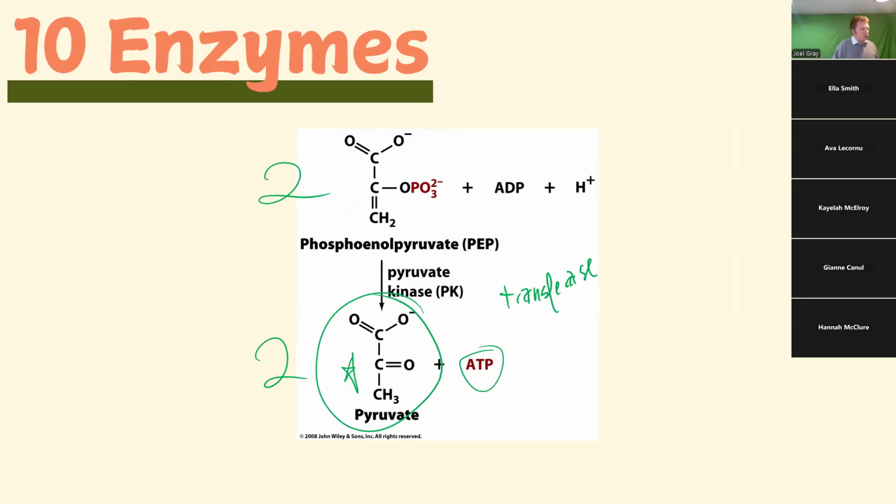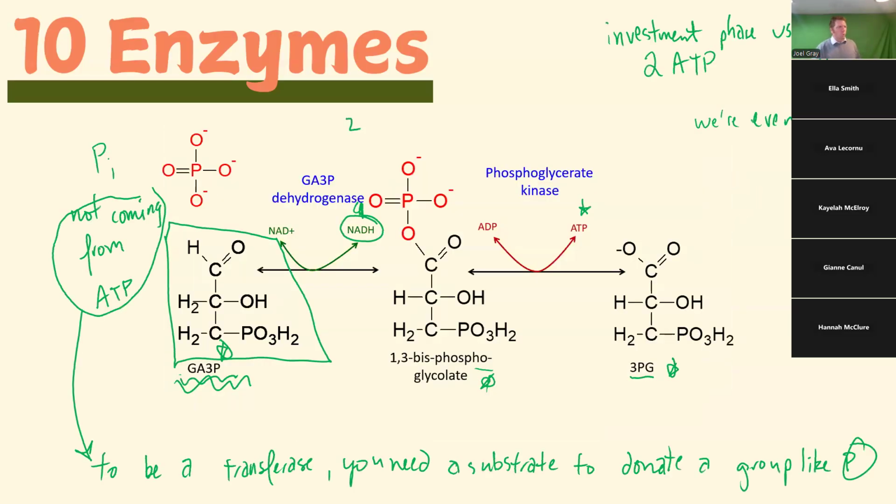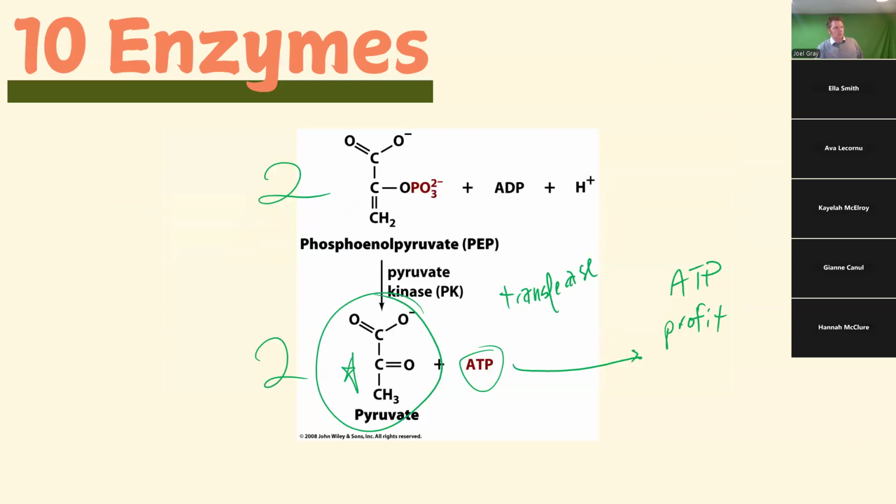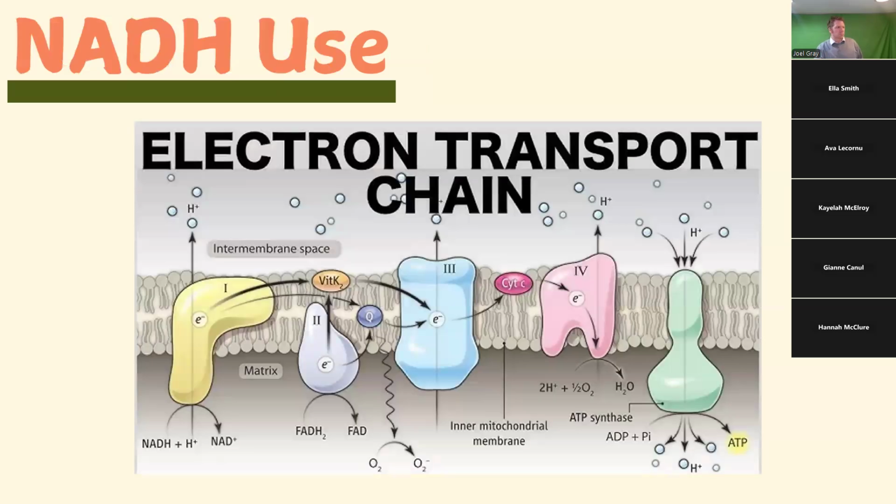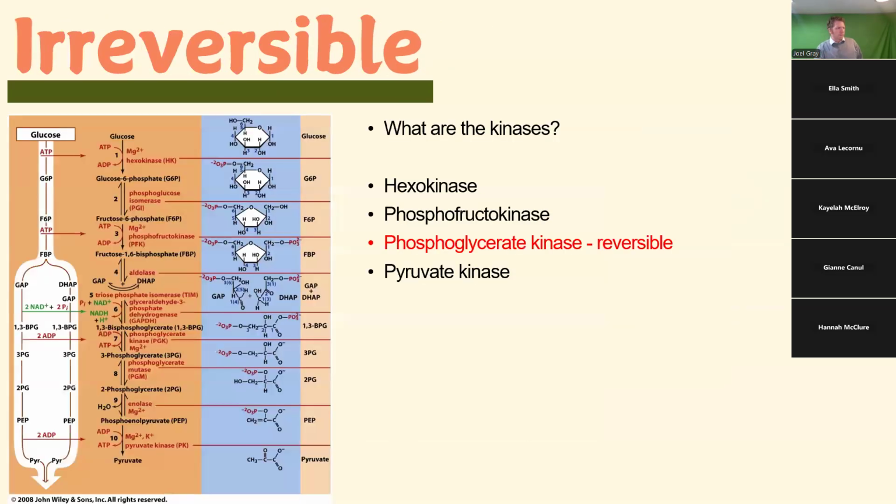At this step right here, this is where we get our, I'm going to call it profit. Our ATP profit. Because we paid back quite a ways back. Phosphoglycerate kinase got us even on our ATPs. Pyruvate kinase gives us our ATP profits.